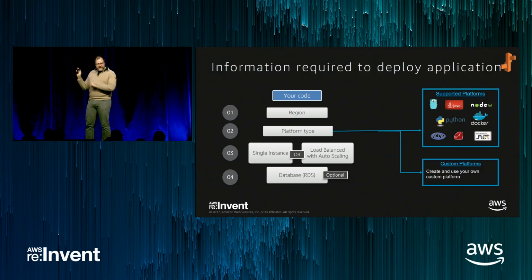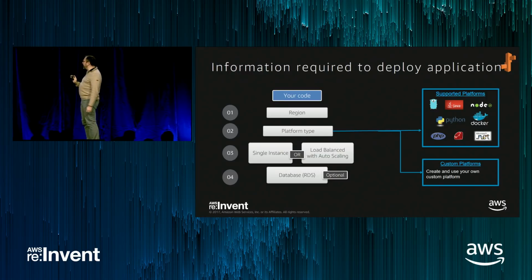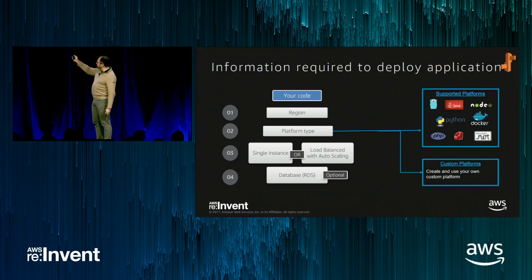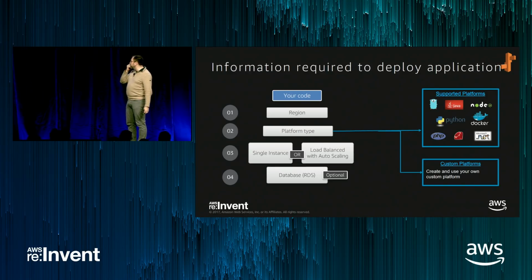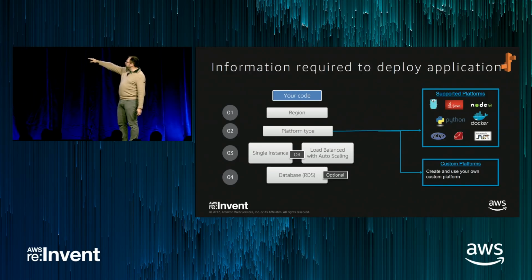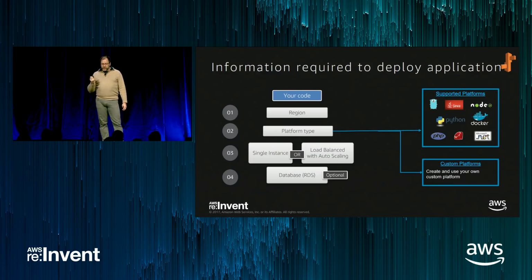There's actually more variants than this, but these are the kind of top level choices that you're going to have: Go, Java, Node, Python. We can deploy Docker containers, either a single container per instance if you want, or we can actually integrate into ECS. You can do multi-apps into ECS, multi-containers rather. We support PHP and Ruby and .NET. We also have the option, you'll see at the very bottom there, of custom platforms.